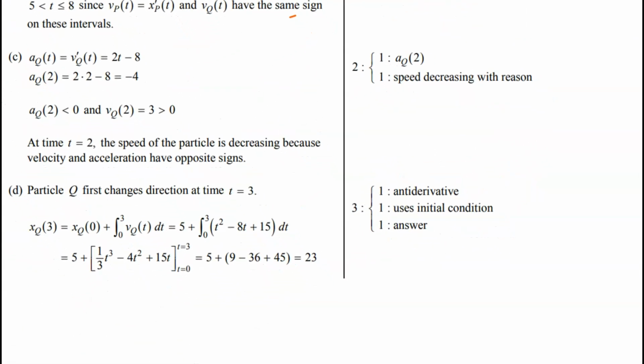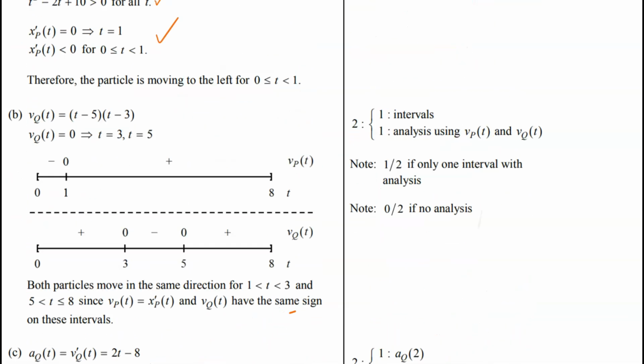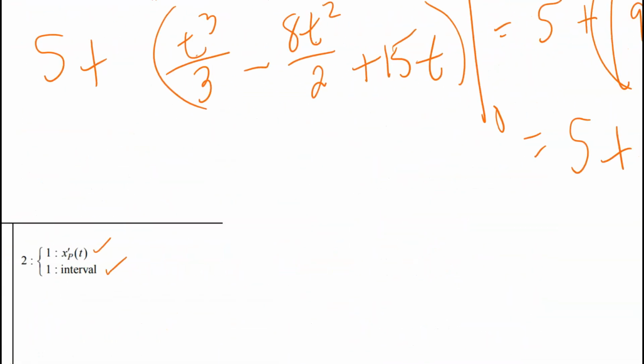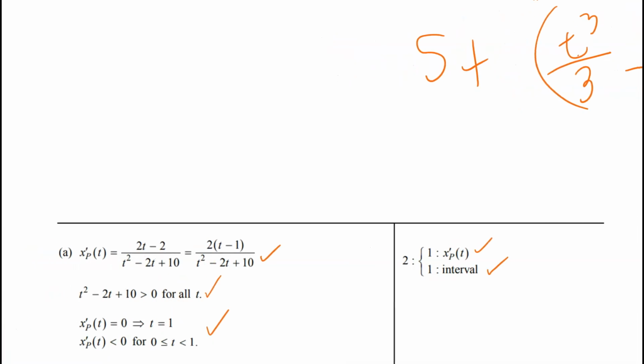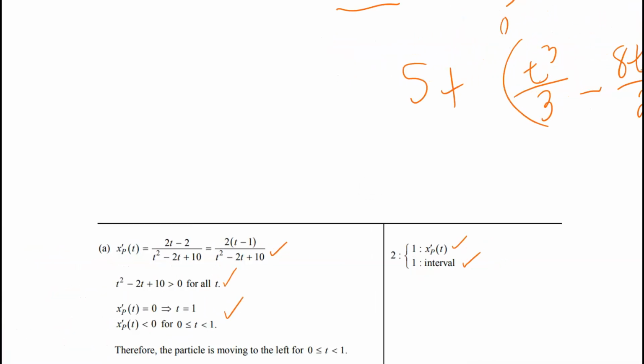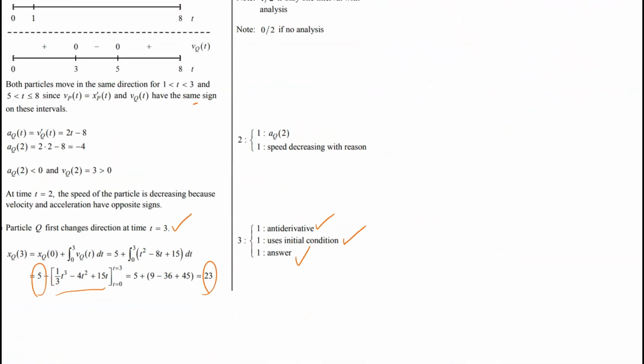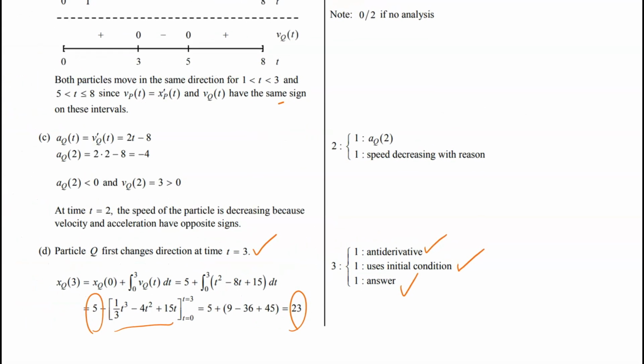Okay, part D. Particle Q first changes directions at time equals 3. You're going to get a point for the antiderivative, meaning did you do this part right? So you better show that work. Uses the initial condition. That's the 5 we were talking about, and then the actual answer of 23. Is that what we got? I don't remember. Yes, we did. Sorry, I know I'm making y'all motion sick. That's what we got. Okay, cool. So we would have gotten our 3 points.